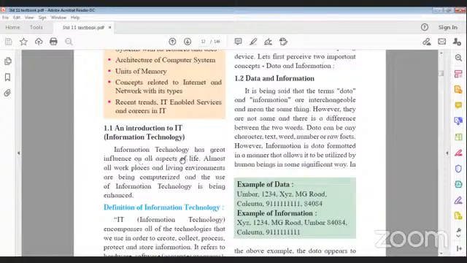Okay, now this is just the introduction given. They're saying it has great influence on all aspects of life. Influence in a sense, it is just inspiring, and it is useful in all aspects, all parts of life. Almost all workplaces and living environments are being computerized. Wherever we are living, our workplace or at home, everything is being computerized.